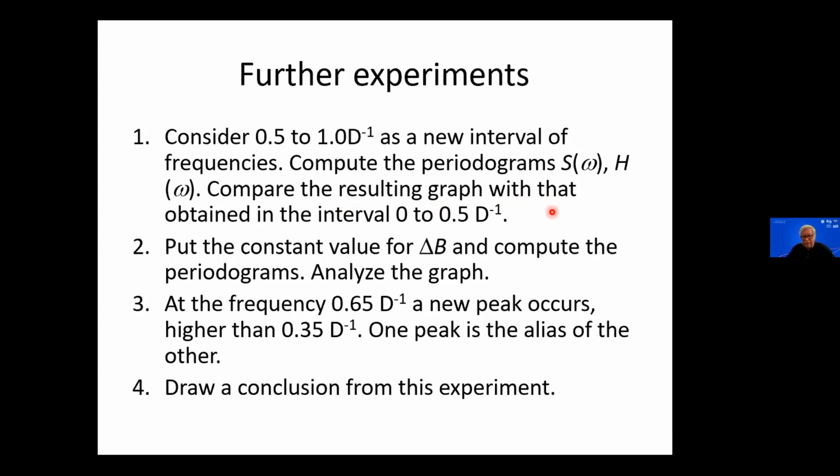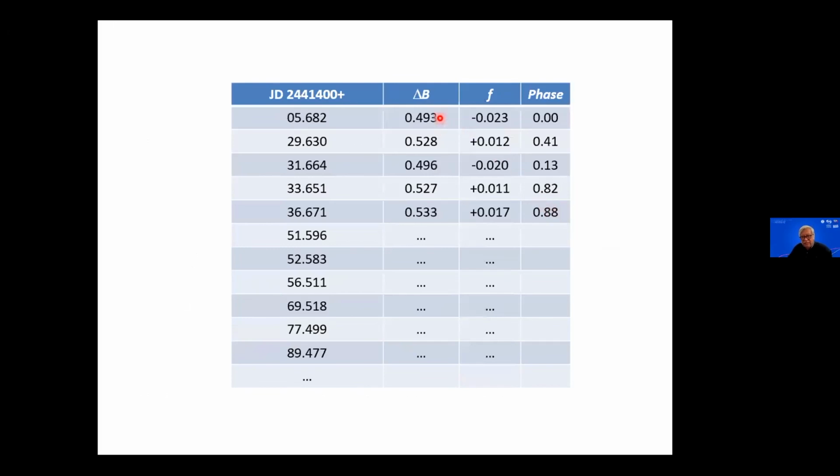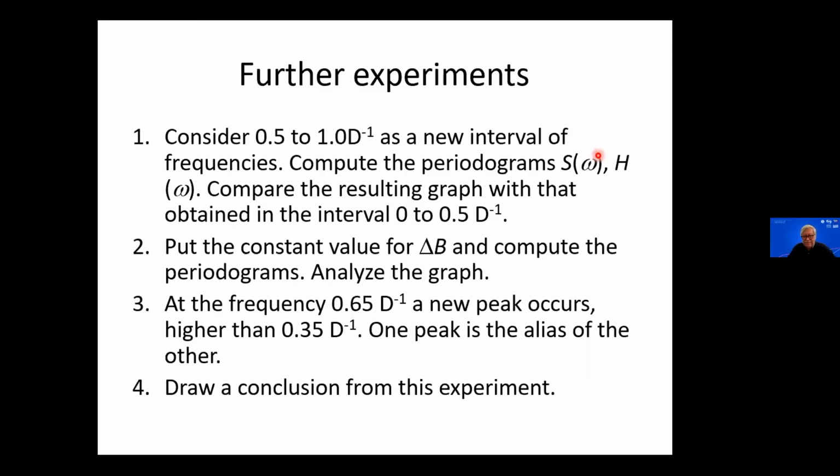Put a constant value for B instead of this value. Suppose that you change this B to 1. So basically you are transforming the observing window. You are making a periodogram analysis of your observational window. That will give you an interesting result. At the frequency 0.65, if you go through the first process, a new peak occurs higher than 0.30 dB. One peak is the alias of the other. Try to draw a conclusion from this experiment.